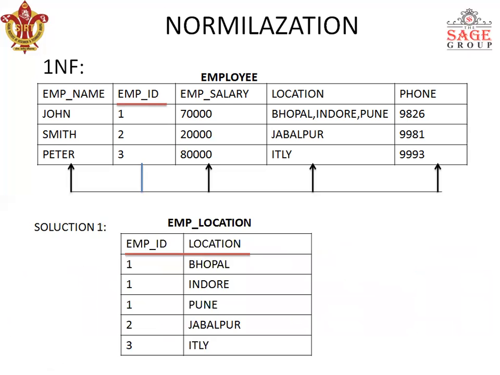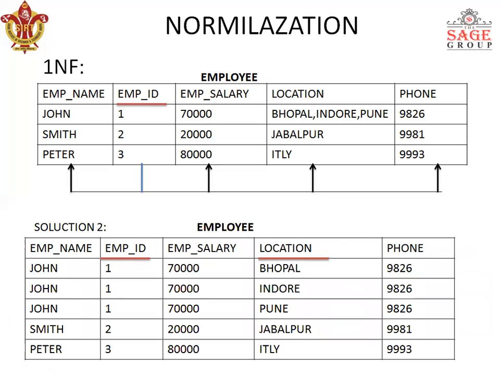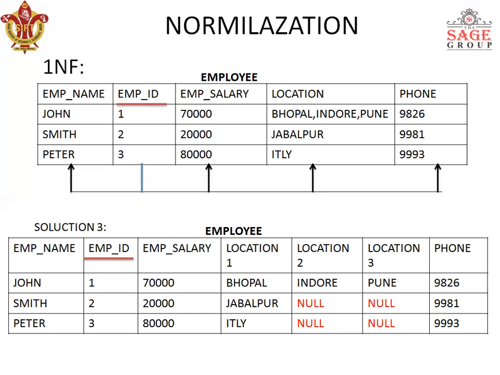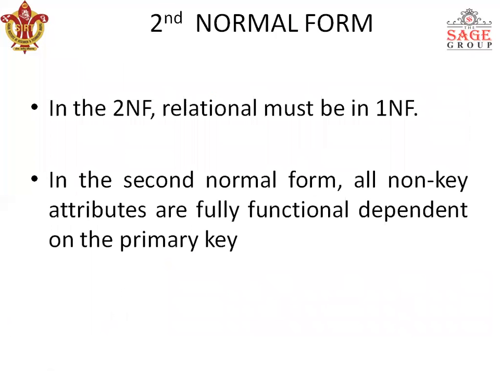In first normal form, we can go with solution number 1, or solution number 2, or solution number 3. Now, second normal form. Basically, as per definition, a relation should be in second normal form if it is already in first normal form. And what is the property of first normal form? It says that values should be atomic. So we first have to check whether that table is in first normal form or not. If that table is in first normal form, then we check for the second normal form.